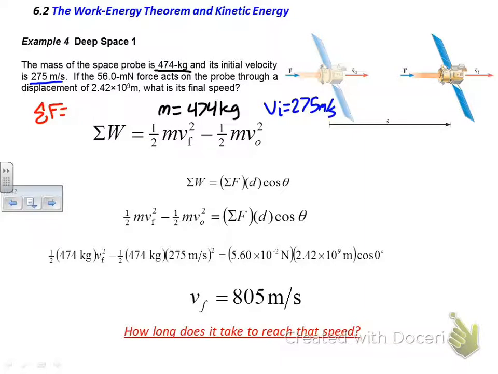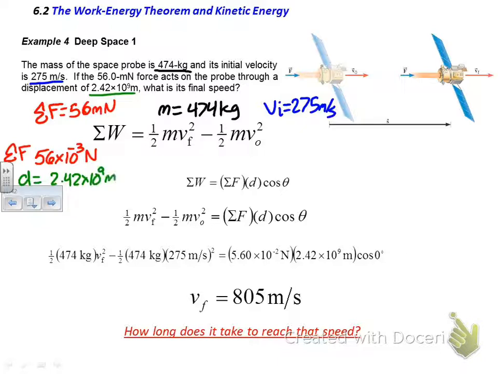56 millinewtons. Now, millinewtons just means that it's 56 times 10 to the negative third newtons is the net force. And then they also tell us that the displacement is equal to 2.42 times 10 to the 9th meters. And they want to find out what the final velocity is, is what the question is asking.